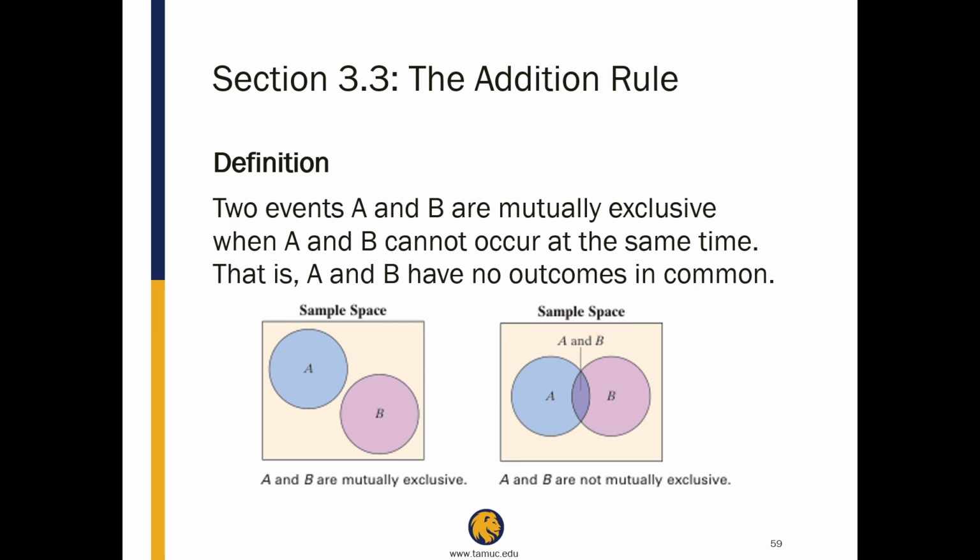The definition is: two events, A and B, are mutually exclusive when A and B cannot occur at the same time. That is, A and B have no outcomes in common. So these pictures show that if A and B don't overlap with each other, then they are called mutually exclusive. They don't share any common outcomes between the two events. If they do share common outcomes, then that would be in the overlapping area referred to as A and B, where both can occur at the same time.